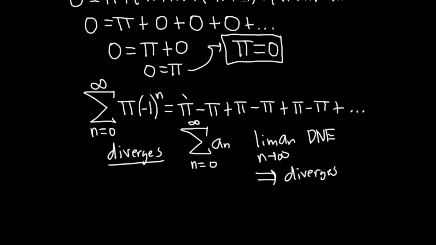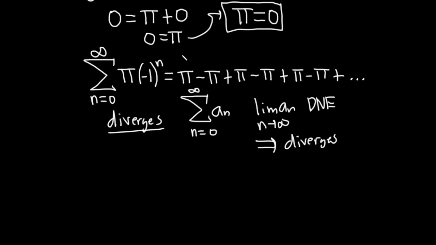So in this example here, this series diverges because if you take the limit as n approaches infinity of pi times negative 1 to the n, well, as n gets bigger and bigger, this just keeps oscillating, right? It's either pi or negative pi, pi or negative pi, pi or negative pi. So what is the limit of this sequence? Well, we don't know, right? Because it's just bouncing back and forth forever.